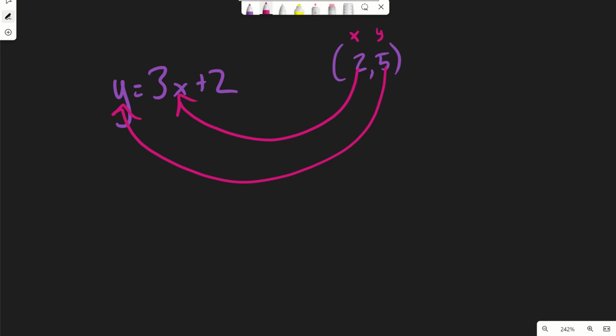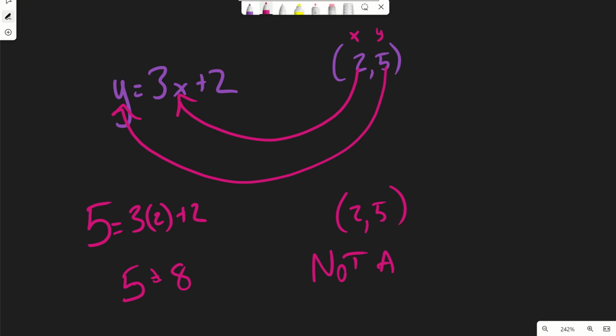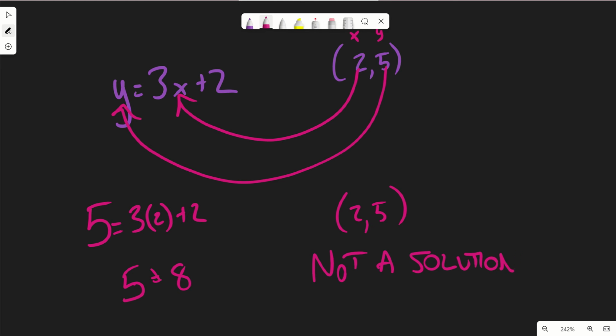And so I would rewrite this and I would say, well, 5 is equal to 3 times 2 plus 2. 3 times 2 is 6. 6 plus 2 is 8. 5 is equal to 8. 5 is not equal to 8. It's not true. That means that the point 2, 5 is not a solution.